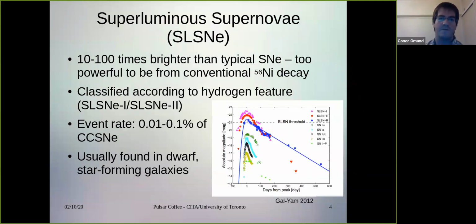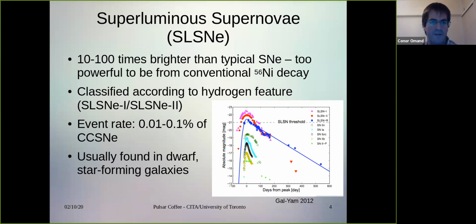objects. So what a superluminous supernova is, this is the main observational focus of my work. These are about 10 to 100 times brighter than a typical supernova. And these are too powerful to be made by conventional nickel-56 decay, unless you have tens of solar masses of nickel, which is unfeasible in a lot of scenarios. They're classified, like most supernovae, by the presence or lack of hydrogen. Hydrogen-free supernovae are called type 1, whereas type 2 is hydrogen-rich. I'm going to be focusing this presentation on type 1, and I'll explain why on the next slide.